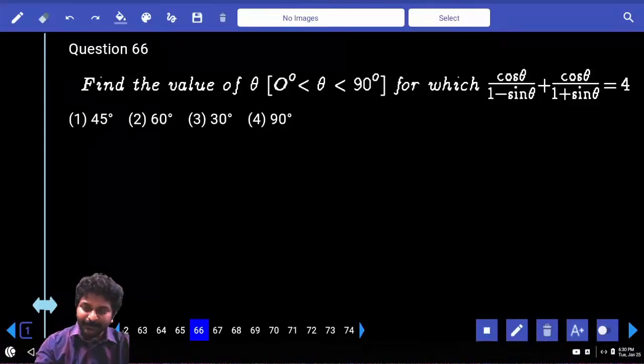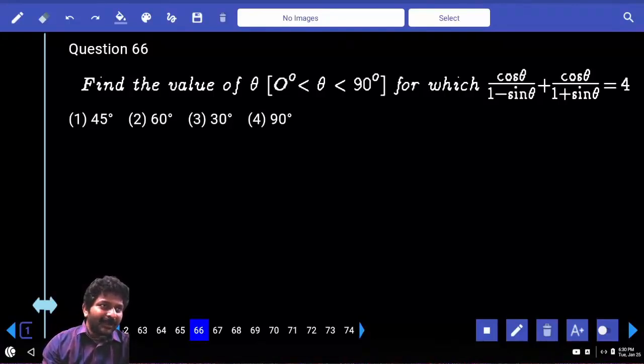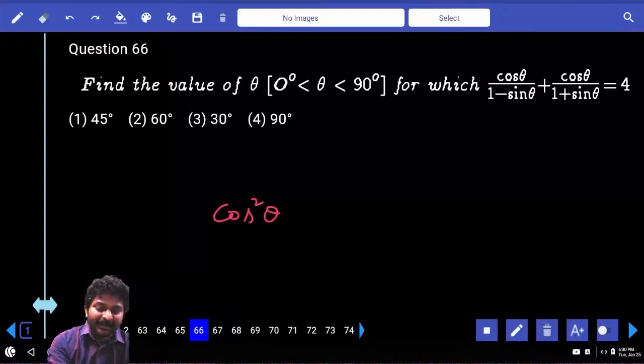So the denominator, I would like to take common. 1 minus sin theta, 1 plus sin theta, that is going to be the product 1 minus sin square theta, that is cos square theta. Denominator is done.